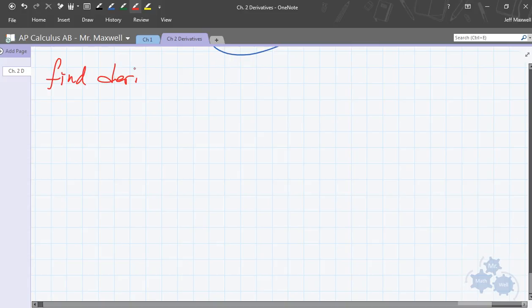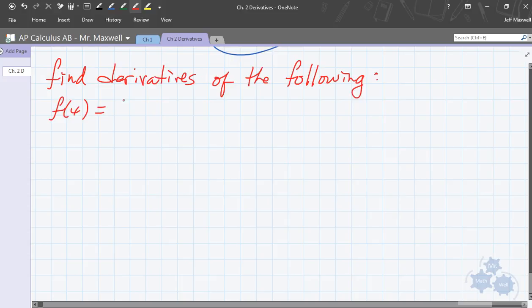Find the derivative of the following: 2x squared plus 3x minus 10. And you can put the derivative right underneath. You do not have to use formula 1 or 2. You can use the rules that we've already been talking about. So there's the first one.